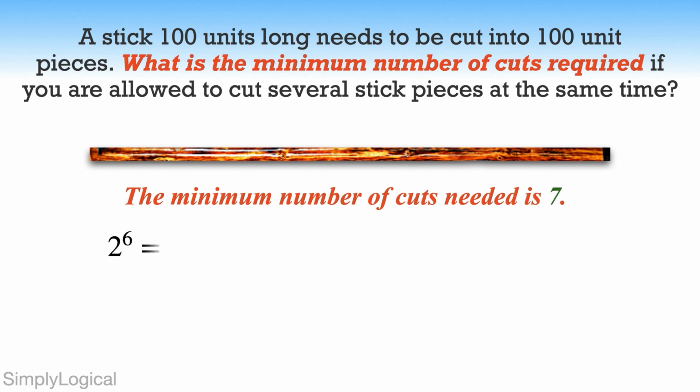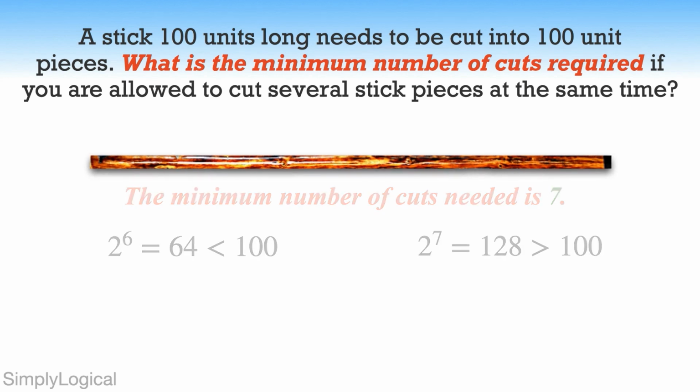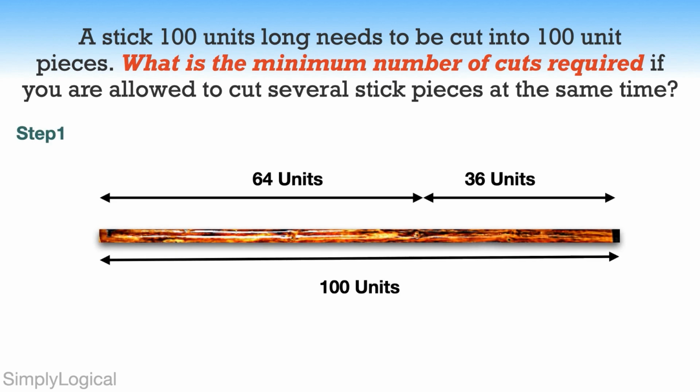This is because 2 power 6 equals 64, which is less than 100, while 2 power 7 equals 128, which is greater than 100. Let me explain now how 7 cuts suffice to cut a 100 units long stick into 100 unit pieces. The following sequence of cuts works. In the first step, cut at 64 units from the left, that is, cut the stick into a length of 64 units and a length of 36 units.